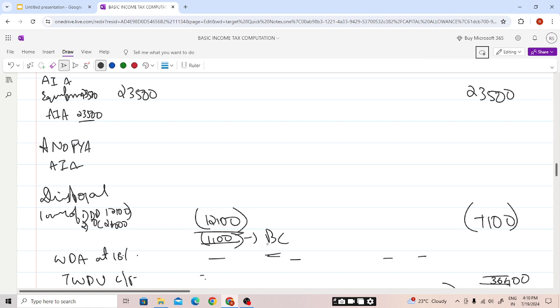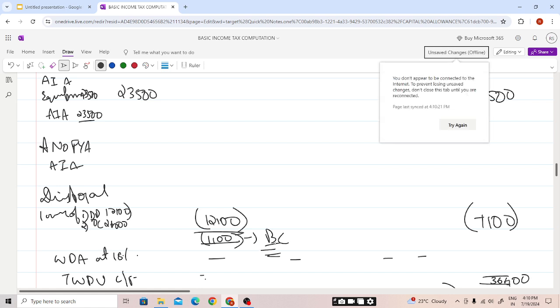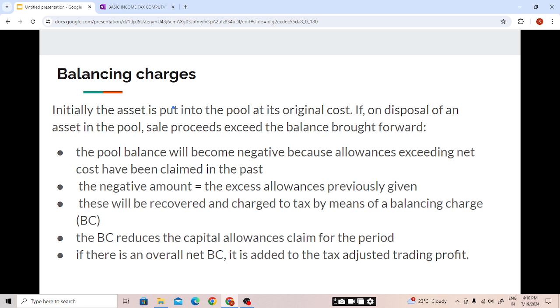When does a balancing charge occur? A balancing charge occurs when we are generating a profit. I hope it is clear. The pool balance will become negative because allowances exceeding net cost have been claimed in the past.